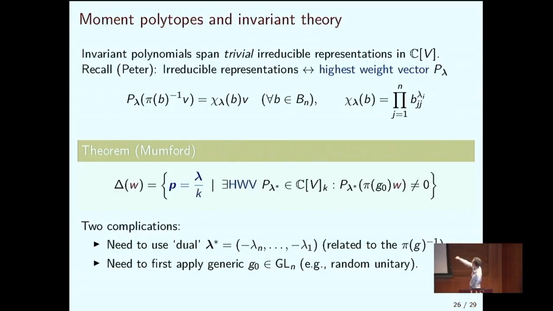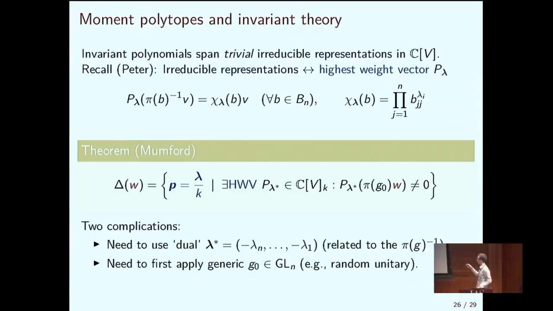The other complication is that there's some group element G0 sitting here. So this statement will only be true if you first apply some randomization, if you wish, a generic element in your group. More concretely, you take your tensor, you take your vector W, you apply some random group element, and then you just check: is there a highest weight vector? Is there a polynomial that is simultaneously a highest weight vector and non-zero on your point? Okay, and that will give you all the points in the polytope.